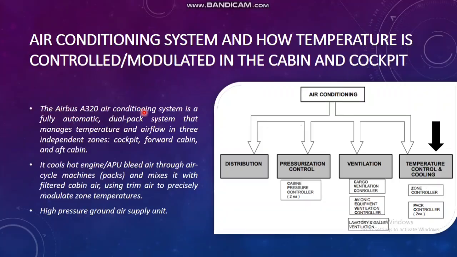The Airbus 320 air conditioning system is a fully automatic dual pack system that manages temperature and airflow in 3 different zones, that is cockpit, forward cabin and aft cabin. So there are 2 packs.